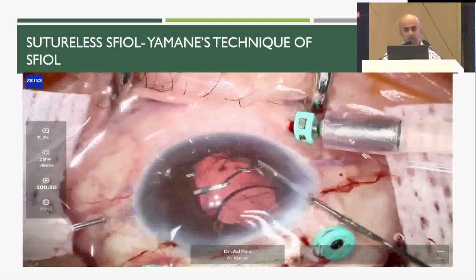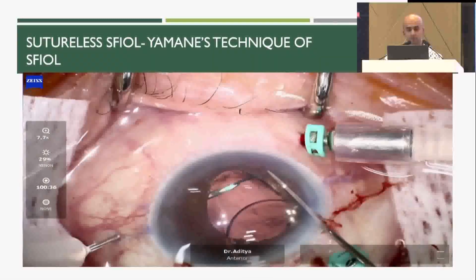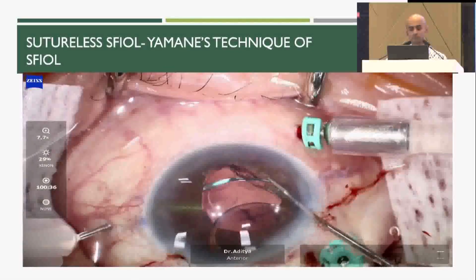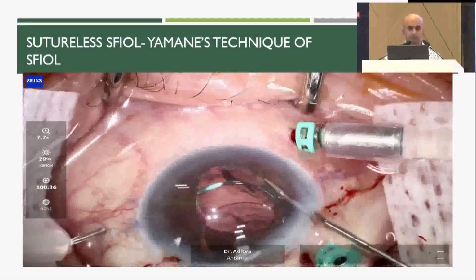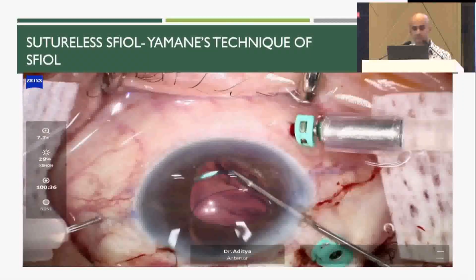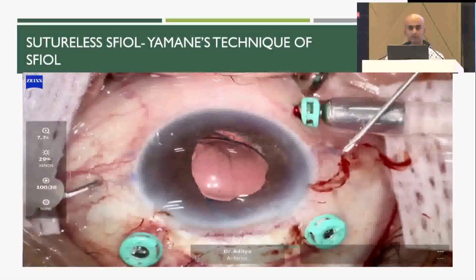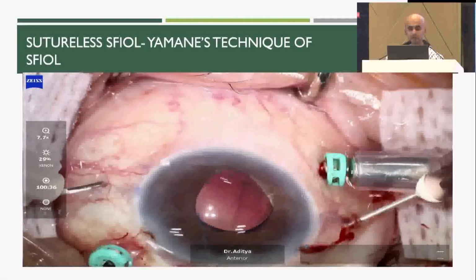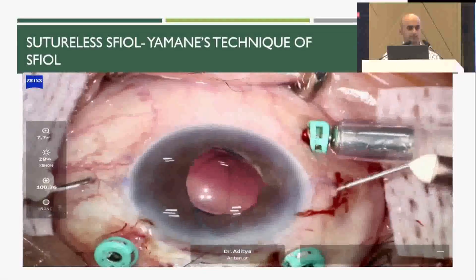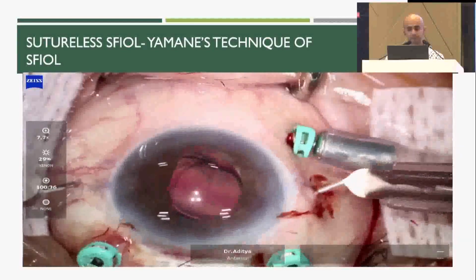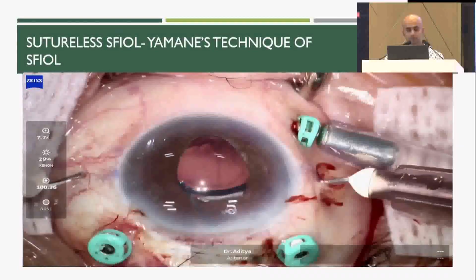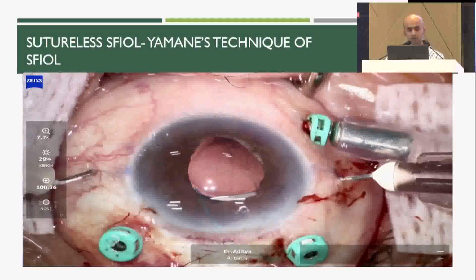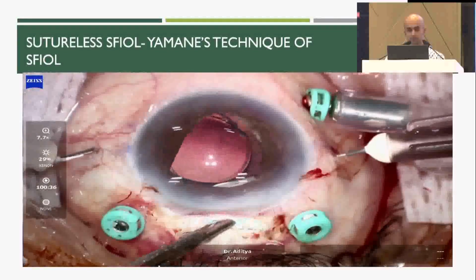So first, engaging this haptic, always note that you should not hold the haptic close to the tip. Hold it a little away so that engaging it into the needle becomes easy. And I usually find that the trailing haptic is more difficult, so I prefer using a 26 gauge needle here as compared to the 27 gauge which I use for the first haptic. Always keep the infusion cannula ready and on as and when required so that the chamber is always formed.